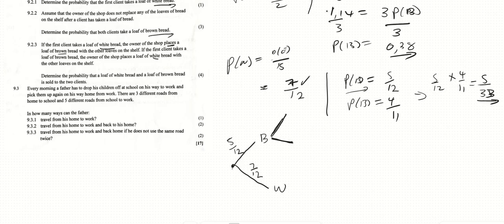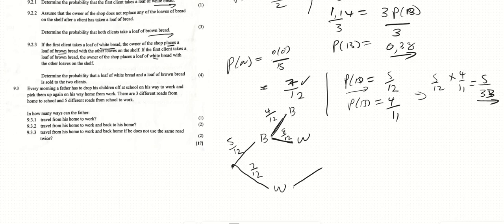Brown was chosen, so we have 4 browns left, but the owner has replaced the brown with white. So that means the loaf remains at 12, but now you have added white. So how many whites are here? We have 8 whites out of 12, because this is choosing brown, then choosing white.